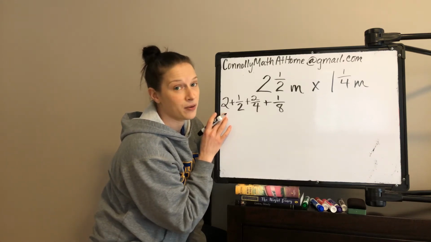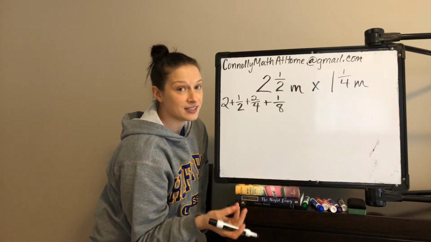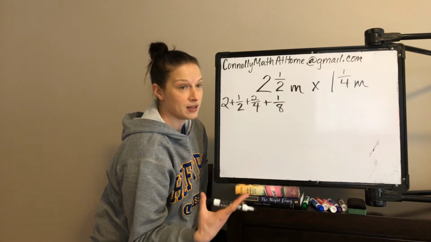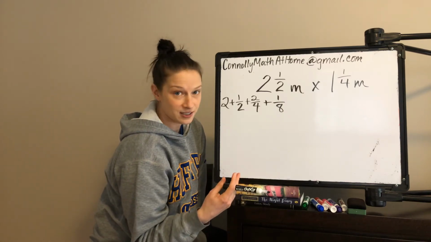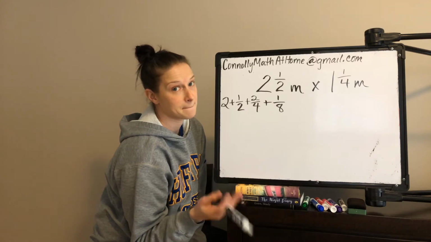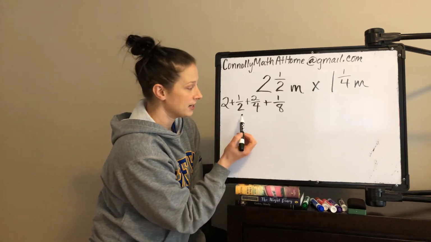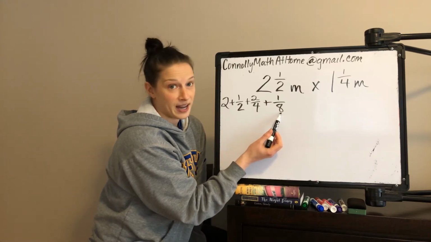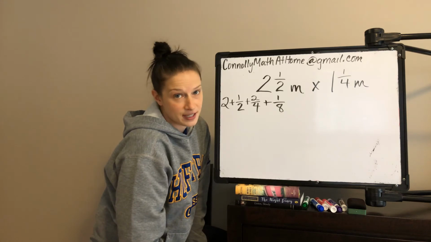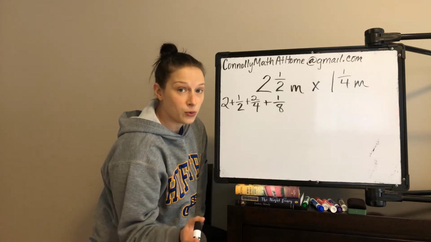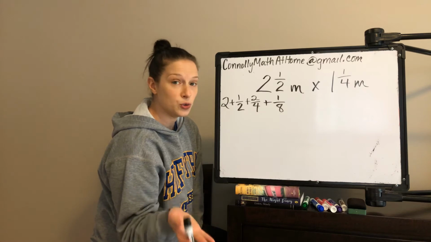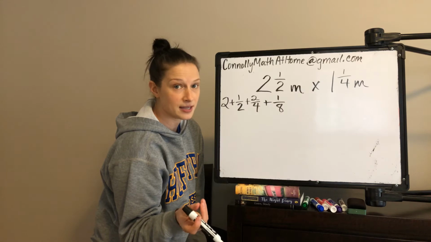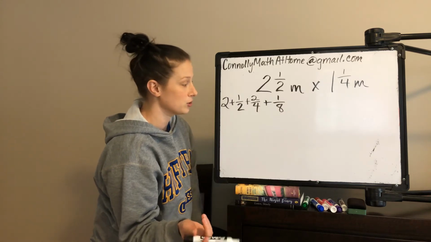So what we have to think about when we're adding fractions is, do we have a common denominator? Or we want to think about, are there ways to combine fractions to make this easier for ourselves? So when I look here, I have 1/2, 2/4, and 1/8. They all have different denominators. So you have a couple options here. You could make equivalent fractions so that you're working with the same size pieces. That's something that you could do.